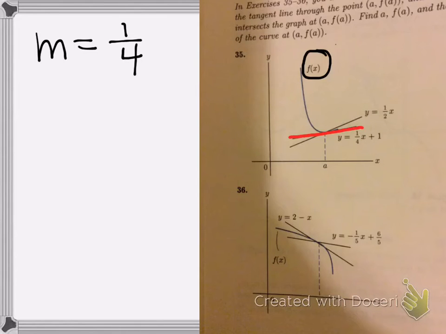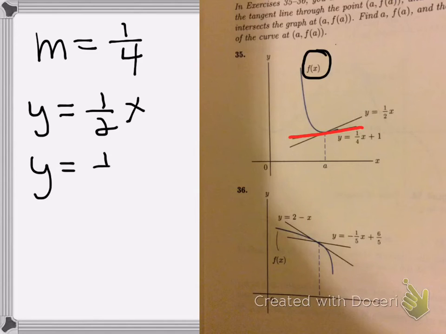I don't know what x is. I don't have any kind of relationship that I can fall back upon. So what I'm going to have to do is set those two curves equal and do it as simultaneous equations. So what I know is that y at that point equals 1/2 x, and y will also equal 1/4 x plus 1. So set these two equations equal.